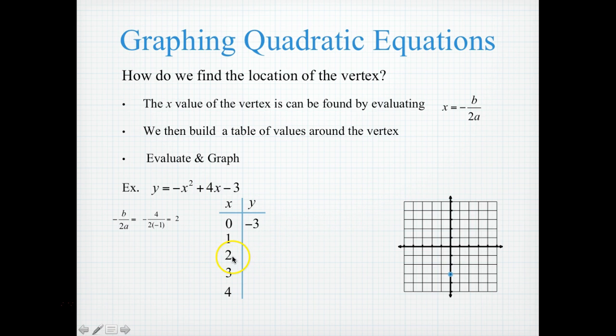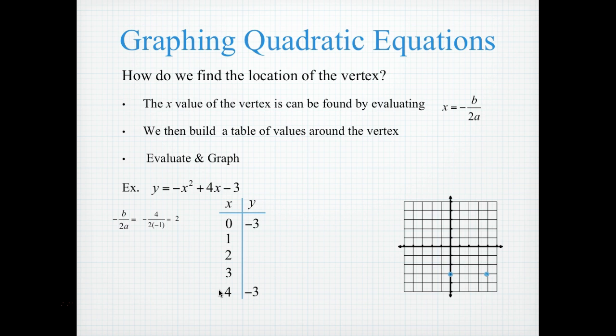Now notice, from my vertex, 2 steps away from my vertex in one direction gives me an output of -3. So I know that 2 steps in the opposite direction of my vertex will also give me -3. You can go ahead and prove that by evaluating the equation at x = 4 to show that you'll get an output of -3.